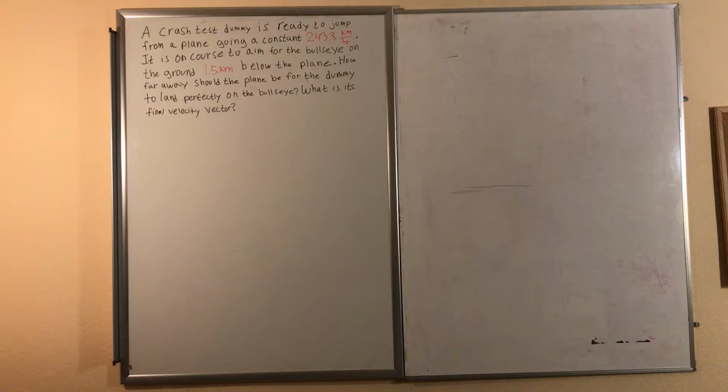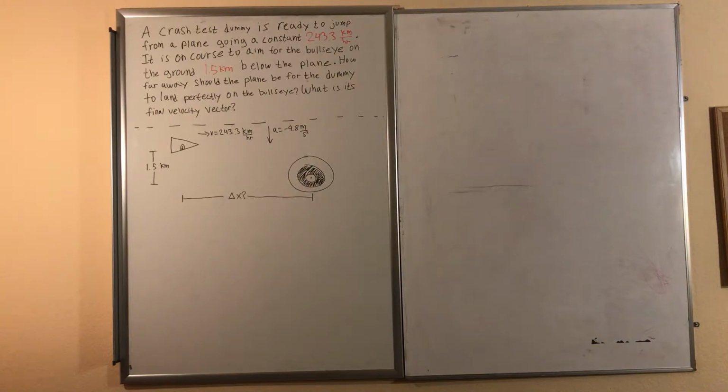Let's draw a picture to help visualize the problem to get our components from. We have a plane, or this triangle, where the test dummy is jumping from, and a bullseye over here for the dummy to land on. The plane flies 1.5 kilometers above ground. The velocity is a constant 243.3 kilometers per hour, and being on Earth, the acceleration is negative 9.8 meters per second squared. We are looking to find the displacement in the x direction to find how far away to jump.